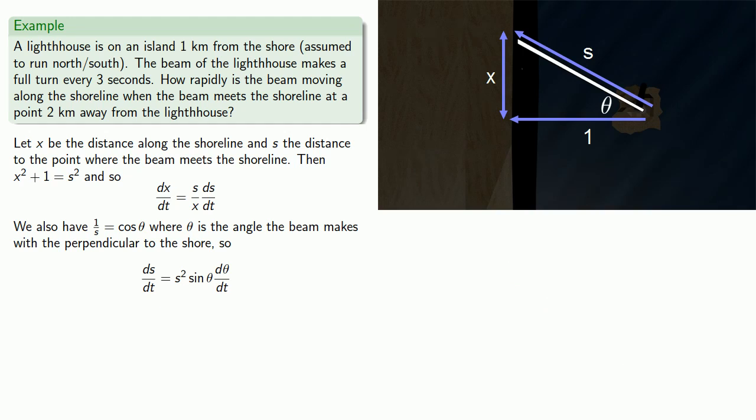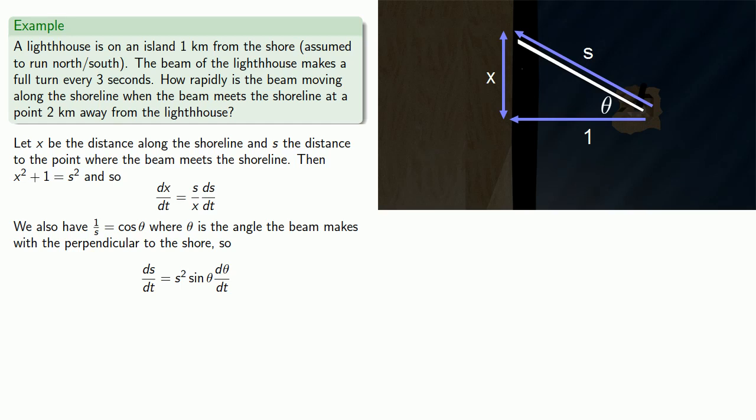Except now I need to know what d theta/dt is. So let's think about that. d theta/dt is the rate of change of the angle with respect to time. If we knew how rapidly this angle was changing, we'd know d theta/dt. But we do know how rapidly the angle is changing. The beam rotates once every 3 seconds. Now it's very important to remember, if you're working in calculus, every angular measurement must be in radians.